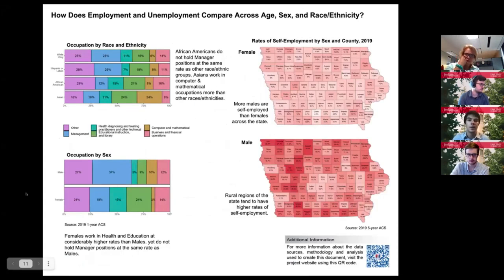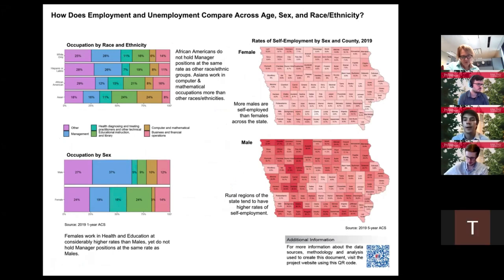And then this poster shows some various information on self-employment on the right. So we can see the rate on the top map of self-employment by sex, females on the top and then males on the bottom. So we can see that there's a much higher rate of male self-employment than female self-employment generally across the state, but that disparity is smaller in the center of the state.